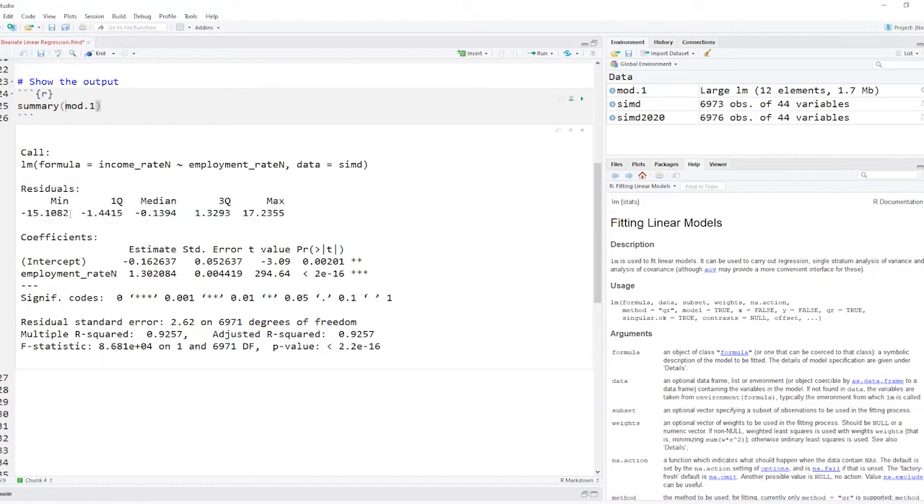So looking at the minimum and maximum values, then the first quartile and the third quartile, they should be roughly the same. And it's always good if the median is near zero.